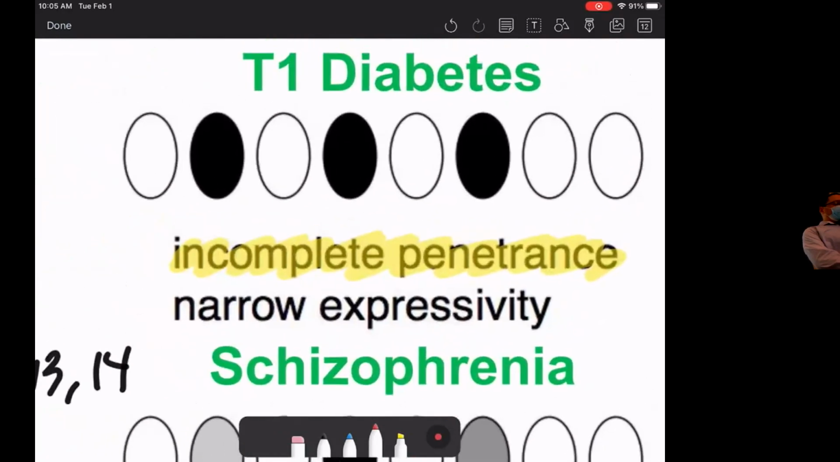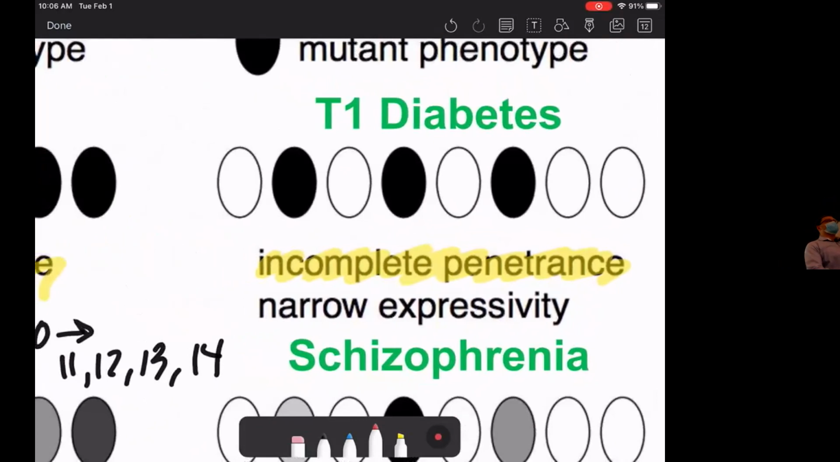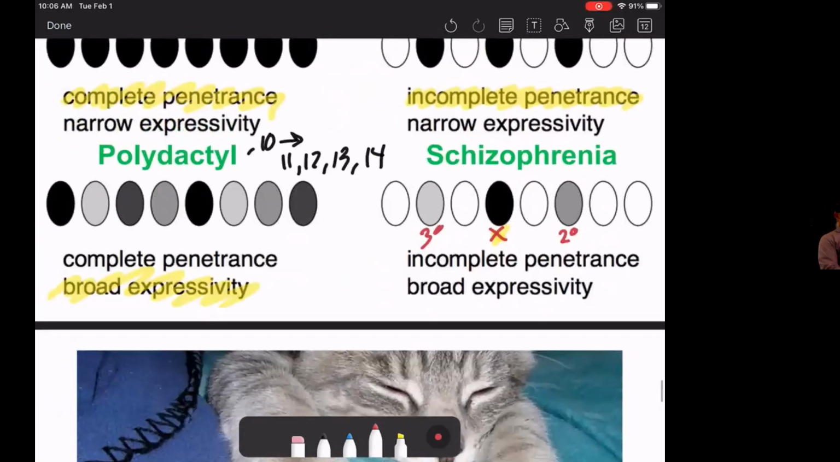Equally, I should have noted here, this is narrow expressivity. If you get type 1 diabetes, it's just there. It's just kind of on. I know that's maybe an oversimplification, but that's where incomplete penetrance but narrow expressivity, you have it or you don't. There's no sliding scale in that case.